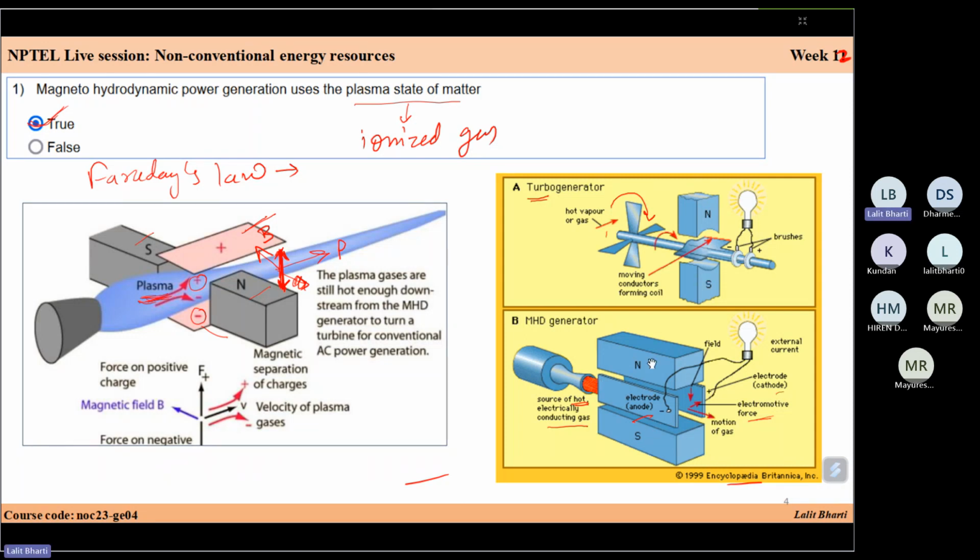But in magnetohydrodynamics, you have poles, and instead of a rotating armature, you have a source of hot electrically conducting gas, which is the plasma. Due to the separation of charges, you get electricity at these electrodes, one cathode and one anode. This is the mechanism of magnetohydrodynamic power generation. The drawback is that the plasma operates at a very high temperature, because plasma gases cannot work at normal room temperature. So the statement is true: they use the plasma state of matter, the ionized gas.